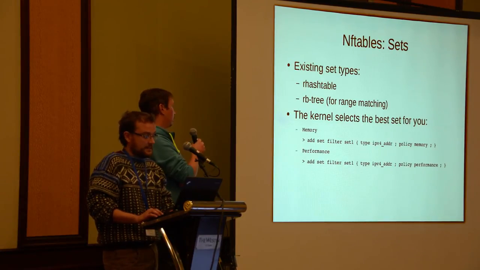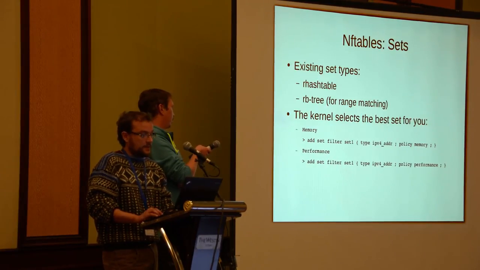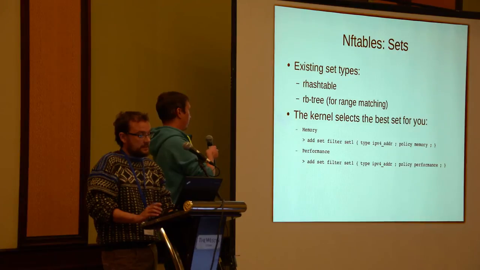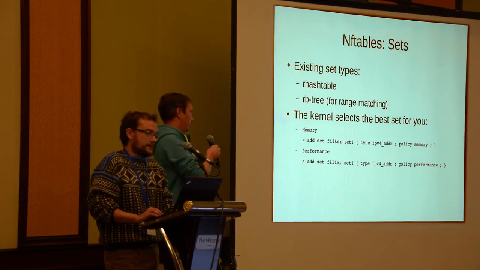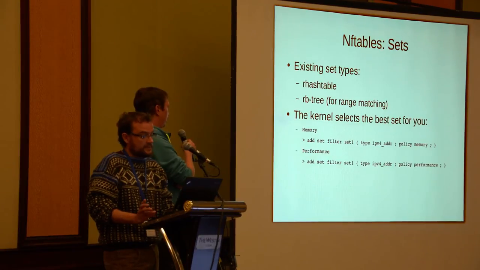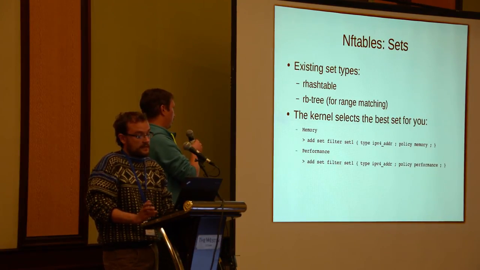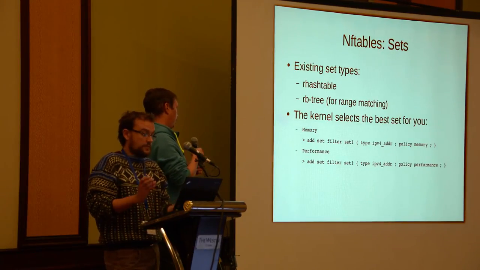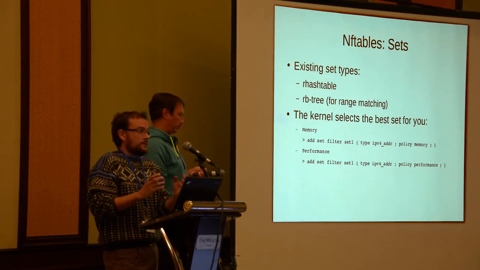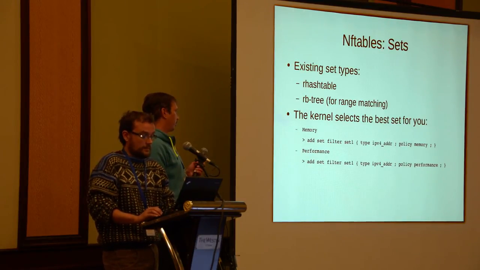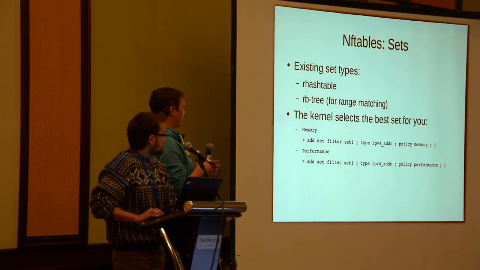Regarding sets, the existing set types that are available in the kernel are the hash table, currently converted to use the resizable hash table, and an rbtree. The rbtree is used for interval matching. These are the current existing set types, but the infrastructure definitely allows new, different set types. Currently, the kernel selects the best set for you based on a policy, and the user indicates if in the space-time trade-off they prefer memory or performance, and based on that and the number of sets available, it's going to tune it to achieve that. Do you want to say anything regarding the sets? Not at this part, no.